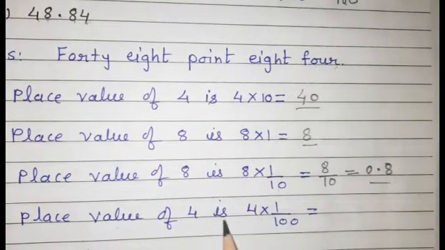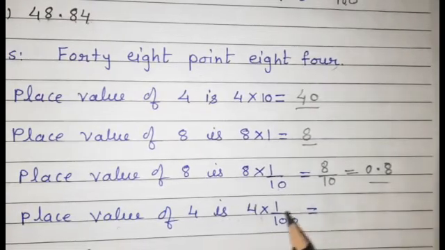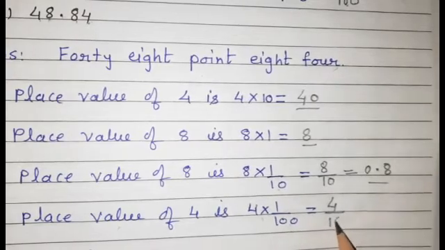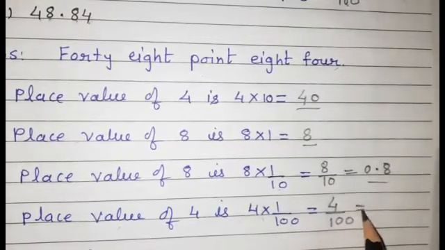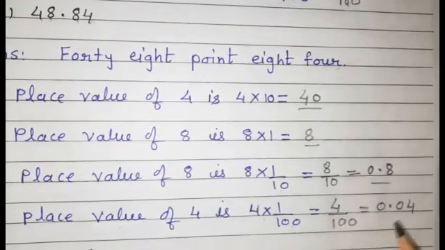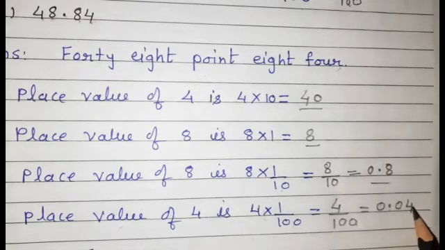Place value of 4 is 4 into 1 upon 100. 4 into 1 upon 100 is 4 upon 100, and 4 upon 100 is written as 0.04. Here there are 2 zeros. So write the decimal point before 2 digits.